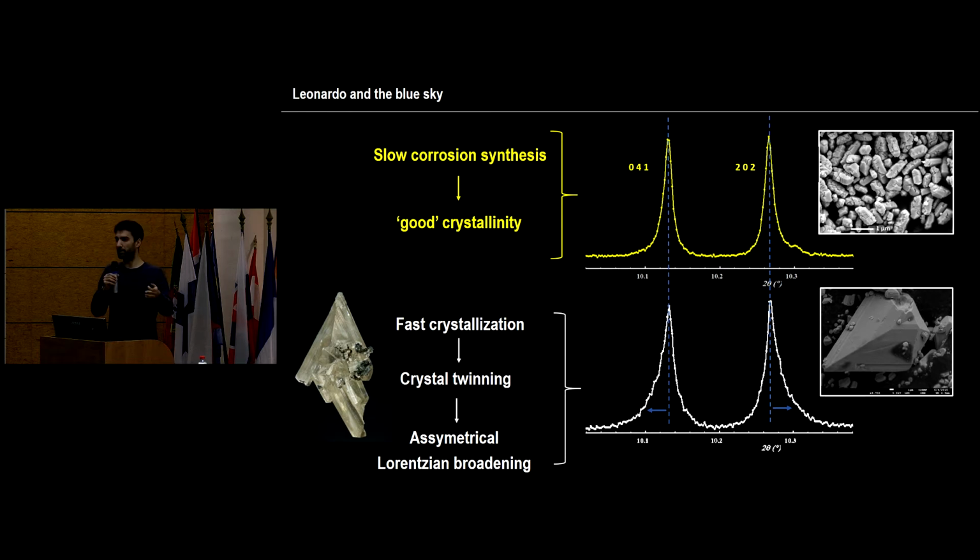So when you obtain lead white through a slow corrosion, your diffraction peak, this is a zoom on 2 peaks of cerussite, will be nice and symmetric. But if you induce some fast crystallization, you will obtain what is called crystal twinning. So in this case, you have asymmetrical Lorentzian broadening, and you can see that your peak on the left here and on the right, they are starting to broaden. This is actually a natural crystal, and this is something that we obtained in the lab when we made sure to induce some fast recrystallization.